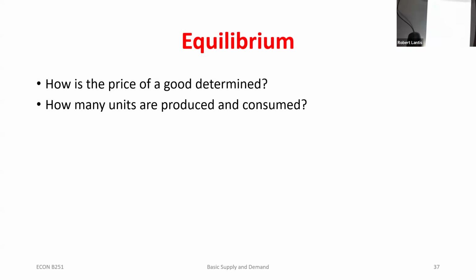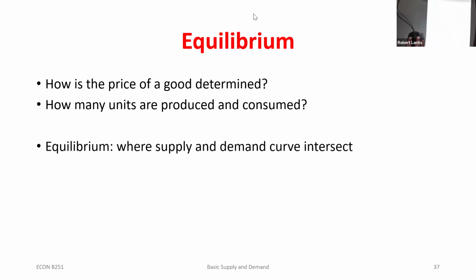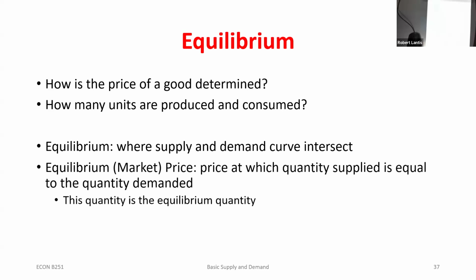We're going to call these points the equilibrium. So the equilibrium of a market is essentially where every unit being supplied is also being consumed. This is the point where quantity supplied is equal to quantity demanded, where supply is equal to demand. So the equilibrium price will be the price where quantity supplied is equal to quantity demanded. And then at that price, whatever that quantity is, that's our equilibrium quantity.